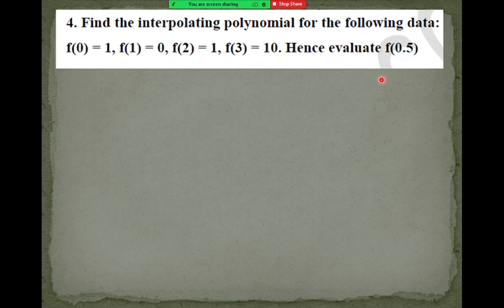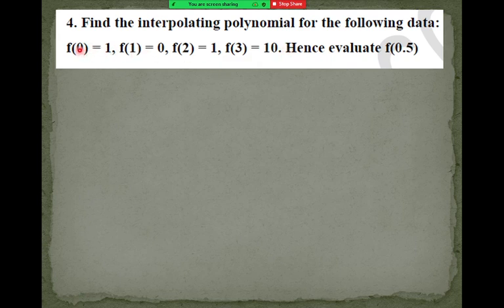X takes the values 0, 1, 2, 3, and fx is 1, 0, 1, 10. Correct. Can you tell me which degree polynomial we will get as the answer here? What is the degree of polynomial we should have as a final answer? Sir, 3. Very good. That's a correct answer.